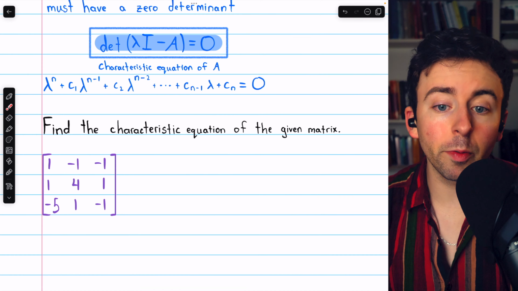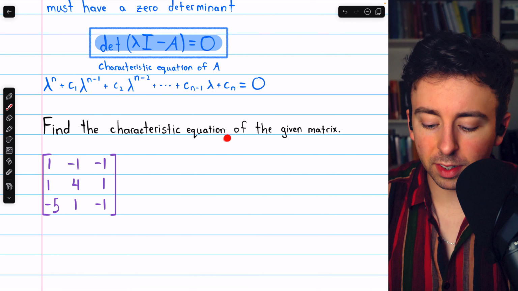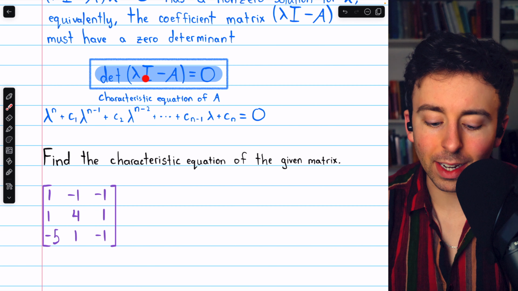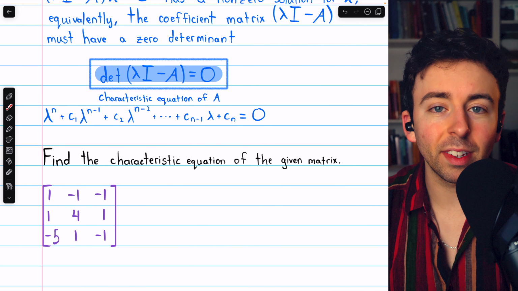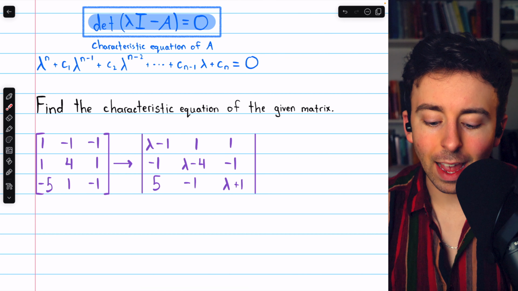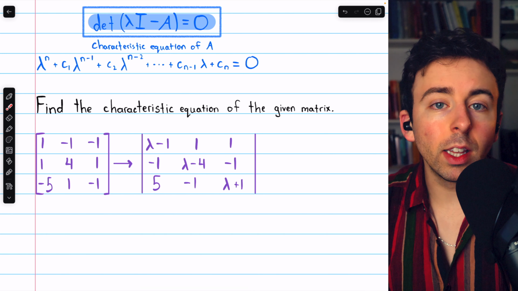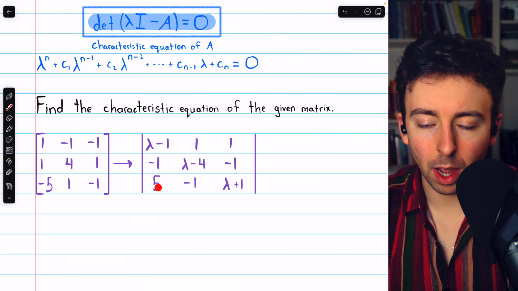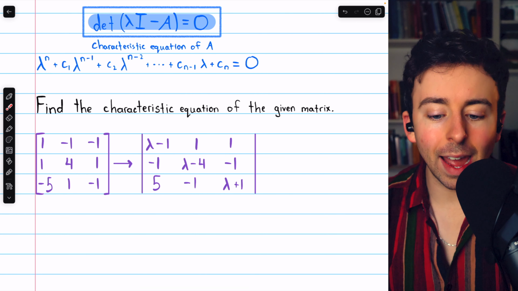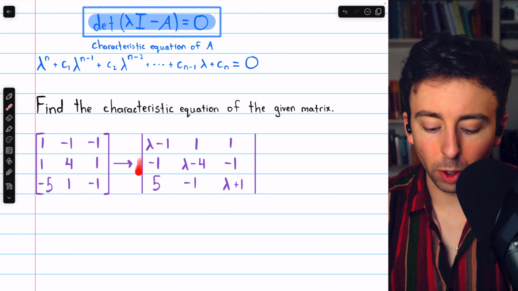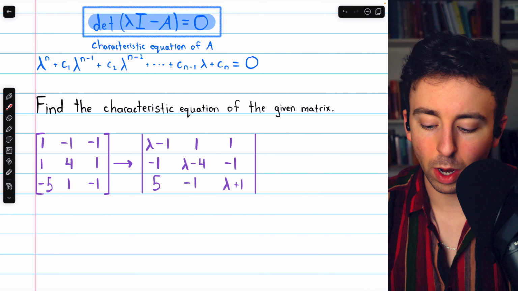But here in our first example, we're asked to find the characteristic equation of this given matrix, and to do that, we're going to have to find the determinant of lambda times the identity minus the given matrix A, and then set that equal to 0. Lambda times the identity minus A just looks like this. All of the entries of A are negated, so -1 becomes +1, -5 becomes +5, and so on. And then the entries on the main diagonal have a lambda added to them. And then, of course, we're taking the determinant, so we've got those straight bars.